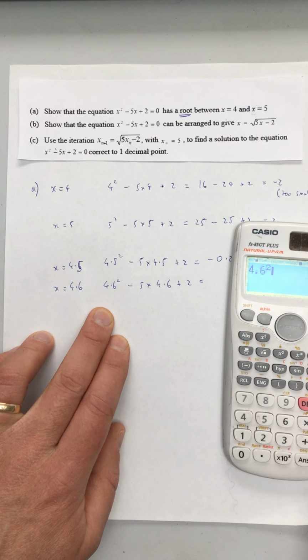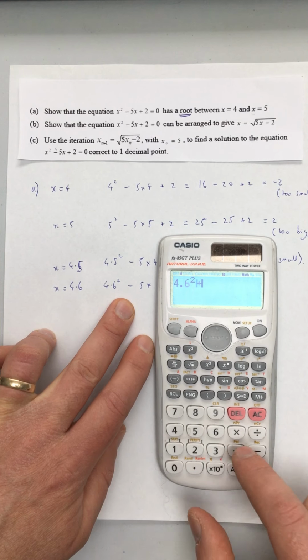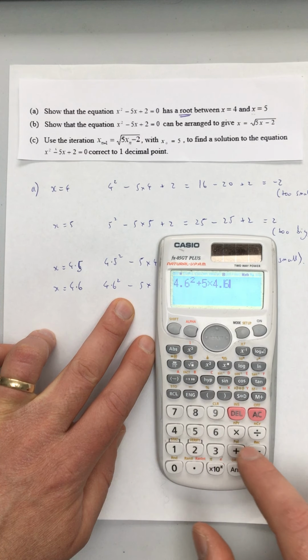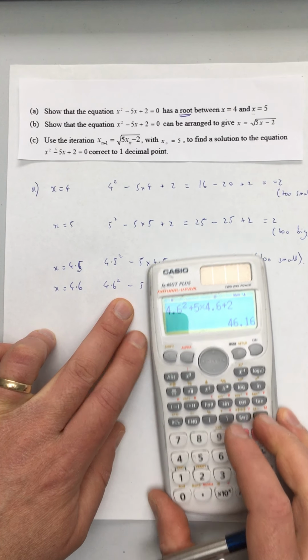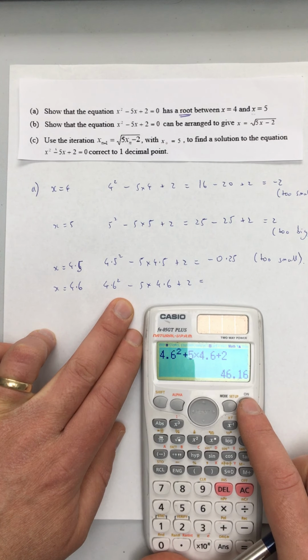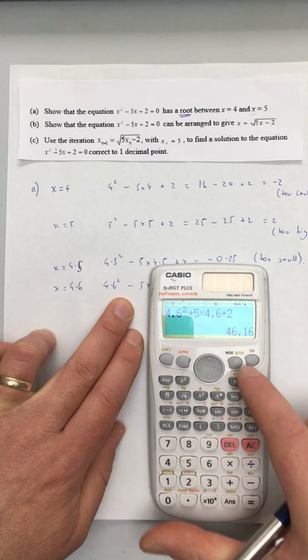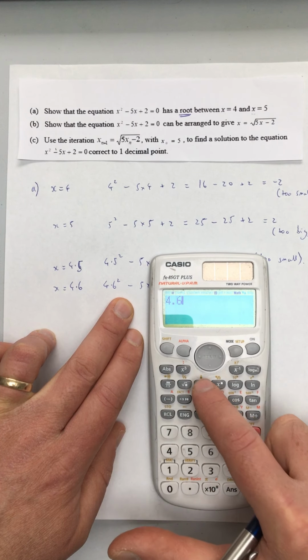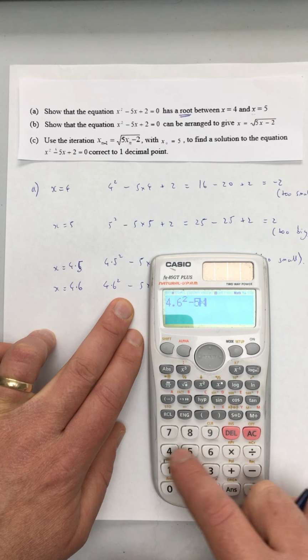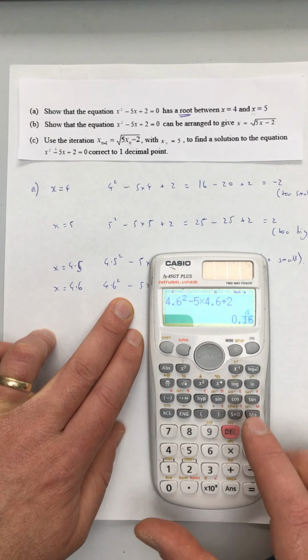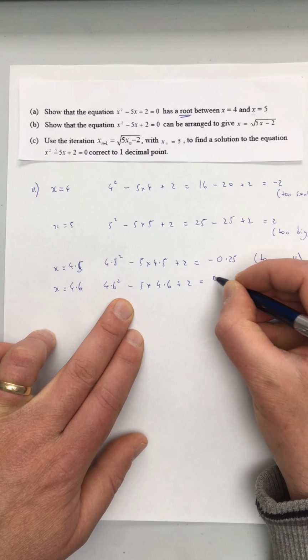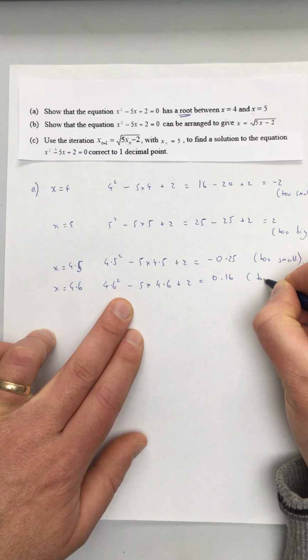4.6 squared minus 5 times 4.6 plus 2 gives me, oh, something's gone wrong. It's a plus rather than a minus, sorry. 4.6 squared minus 5 times 4.6 plus 2 gives me, okay, 0.16. So that was too big.